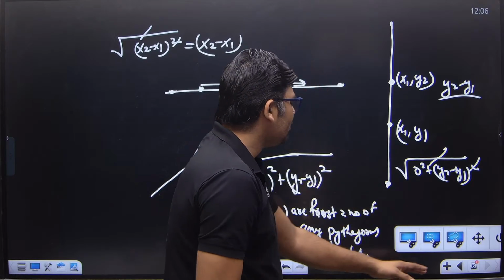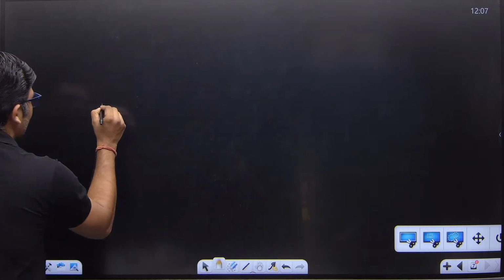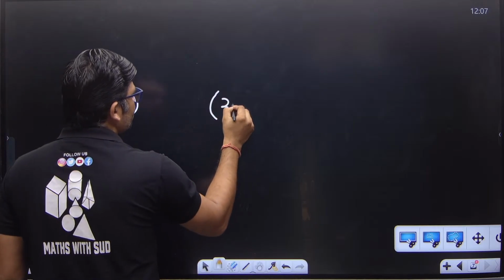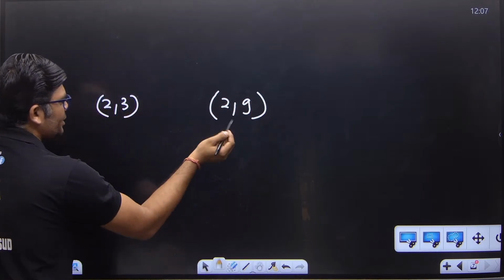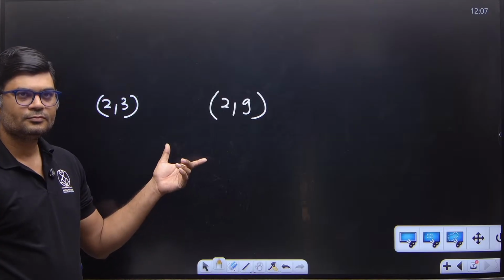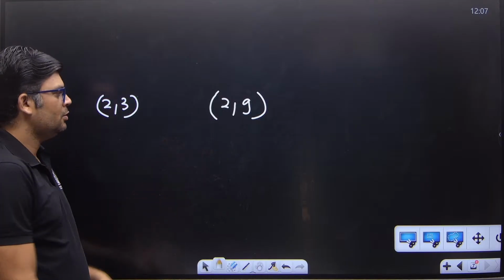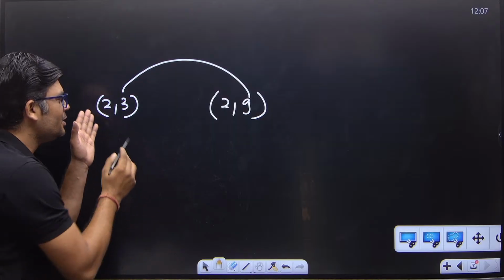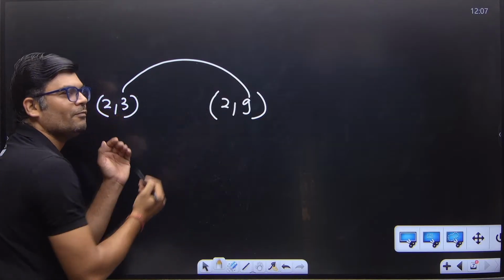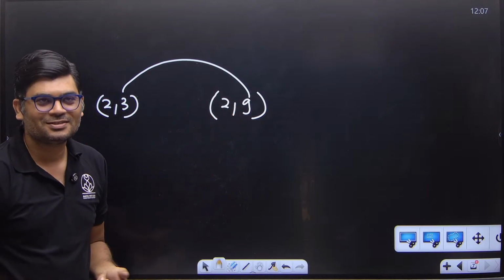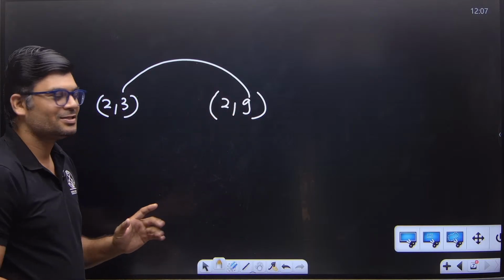So for example, if I ask you the question, let us say one point is 2 comma 3 and another point is 2 comma 9. Can you tell me the distance between these 2 points immediately? 6 units. Don't look at the 2, my dear. There is no change in x. So only y. From 3 to 9, you are moving just 6 units. Are you getting this?